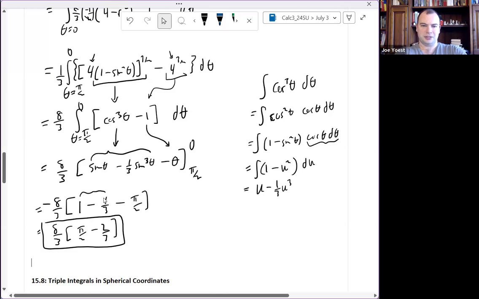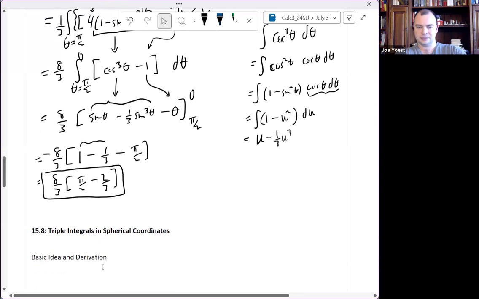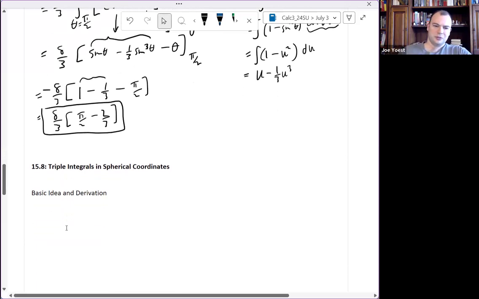Okay, any questions on this one? Okay, then let's move on to spherical coordinates.